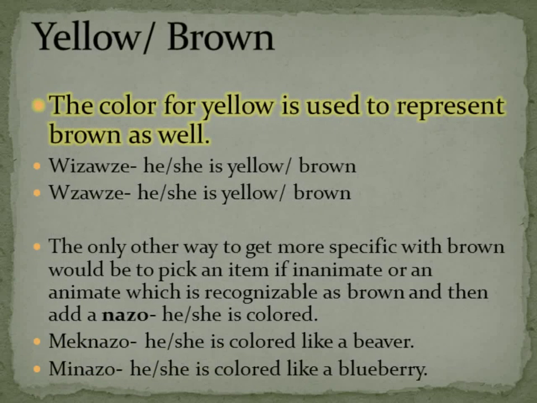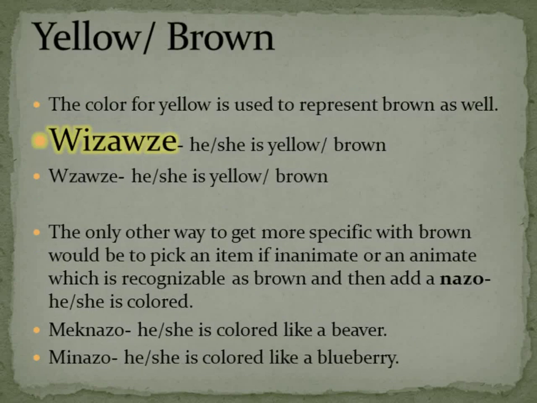Now yellow is the color that's also used for brown as well. We've got a variation we can use to differentiate between the two of them, but at one point yellow and brown really were the same color. Some people also just say wazauze, he or she is yellow and brown.